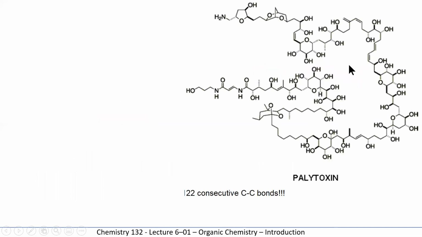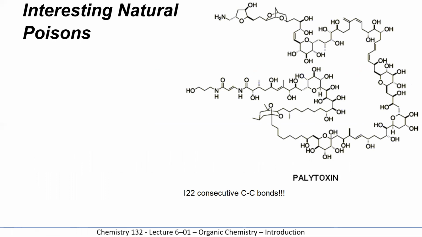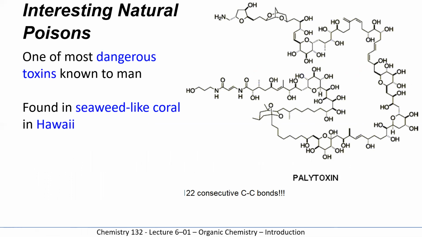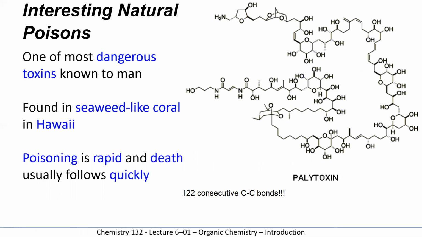So here's an example. Here's a curiosity of a compound that's got 122 consecutive carbon-carbon bonds. It's a very potent toxin. It's a natural poison. It's found in seaweed-like coral in Hawaii, and if you happen to ingest it, you usually die. So just showing you this for interest. You can see all the different functional groups. You can see there's lots of OH groups, alcohol groups here, and there's oxygens in the middle of chains, so kind of ether linkages there. There's an amine as well. Very complex molecule, very toxic.